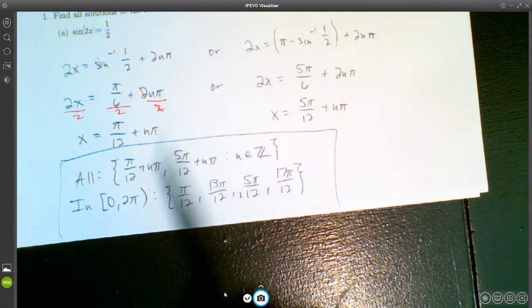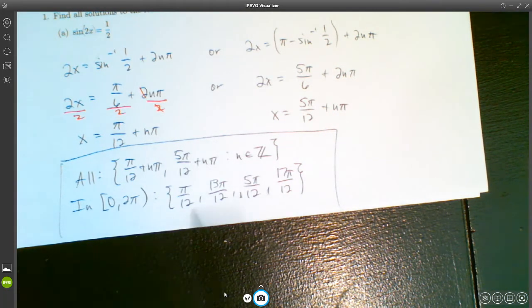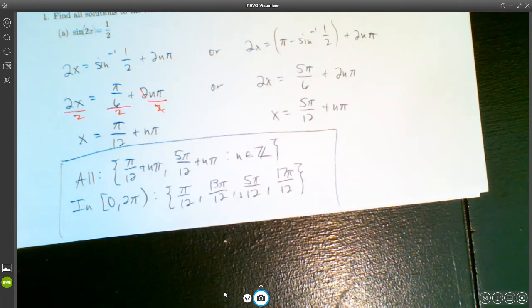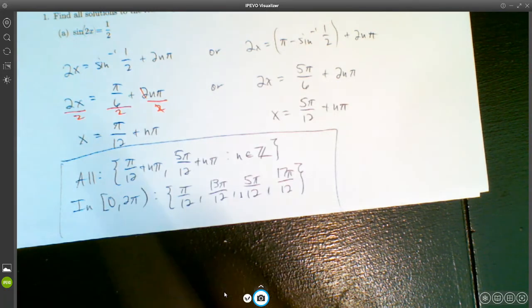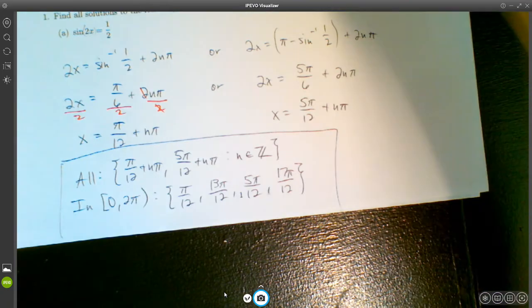Okay, so these are all of the solutions, and then these are the ones specifically that are between 0 and 2 pi. Of course, you could do the same thing with degrees. You could convert all of this into degrees, and it would still work. So that's part A, sine 2x equals 1/2. Let's look at the next one.